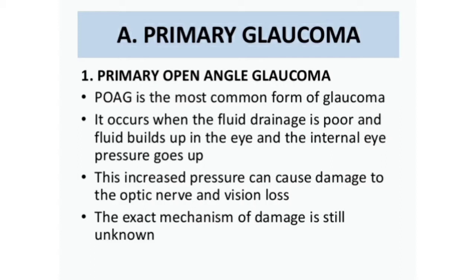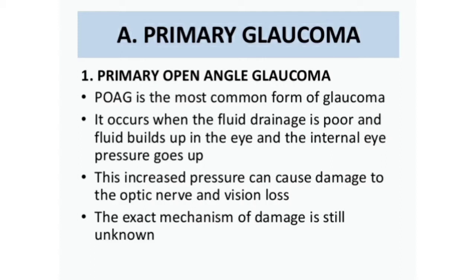The exact mechanism is not known, but always remember open angle. The name open angle means there is an angle, which is 45 degrees, between the iris and the cornea. We have an angle where the drainage occurs. So that is open here. So it is known as primary open angle glaucoma. But in case of angle closure glaucoma, ACG, generally the angle is closed.